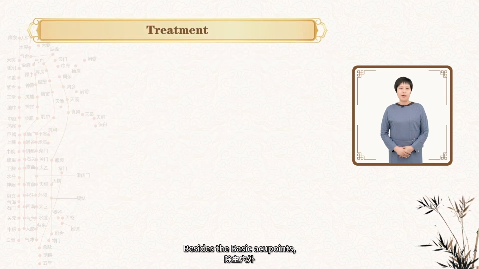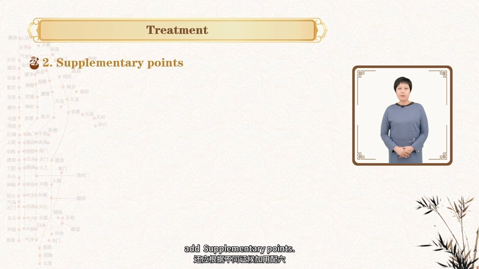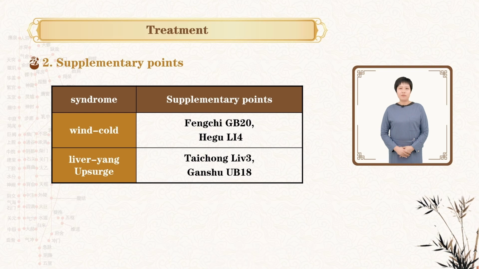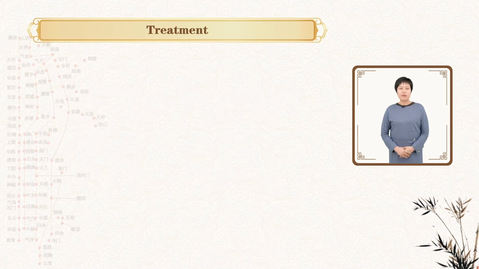Besides the basic acupoints, according to the different syndromes, we should add supplementary points. For wind invasion syndrome, add Fengchi GB 20, Hegu large intestine 4. For liver yang upsurgence syndrome, add Taichong liver 3, Ganshu UB 18.